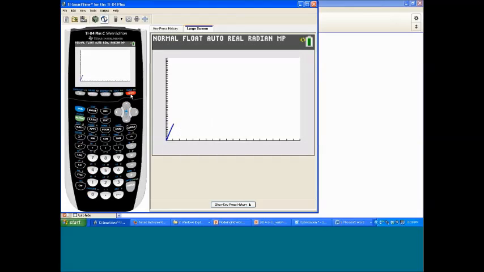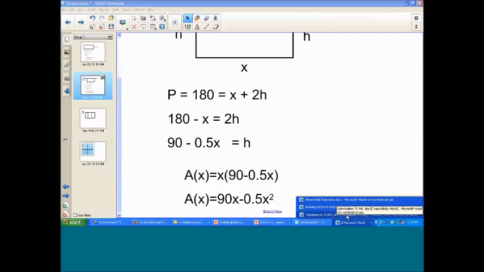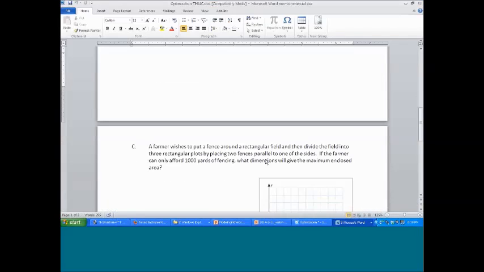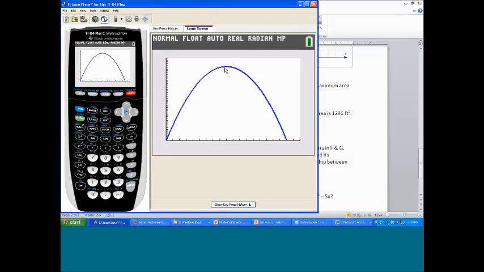And we'll find out that the maximum here gives us a different number. I'm not going to take you through finding that maximum. But I do want to point out that one of the extensions in the handout is: what is the relationship between the vertex of a quadratic graph and its x-intercepts? If you take a look, this vertex and these x-intercepts do have a pretty interesting relationship.